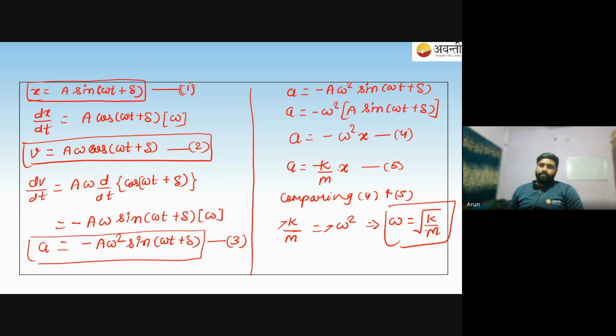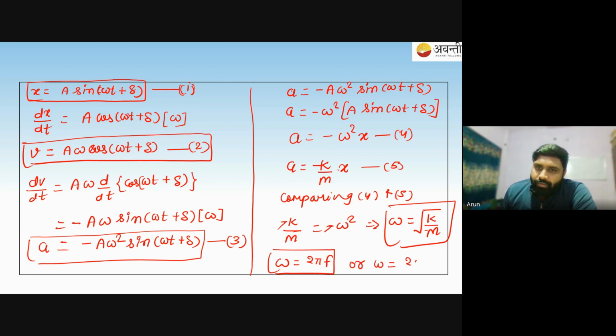Okay. Another formula of omega you will remember. Omega is always equal to 2 pi f, where f is the frequency. This is a formula. Or you can write it as omega equals 2 pi by capital T, where capital T is the time period of the system or oscillation. Okay, this is very important. We'll need this equation after some time.